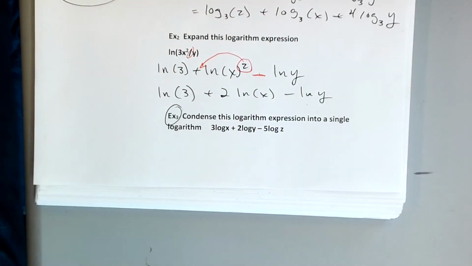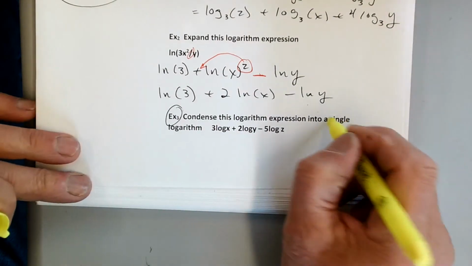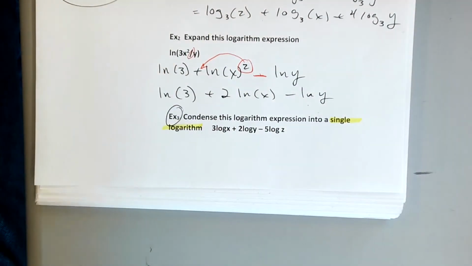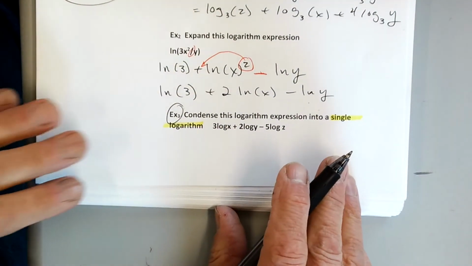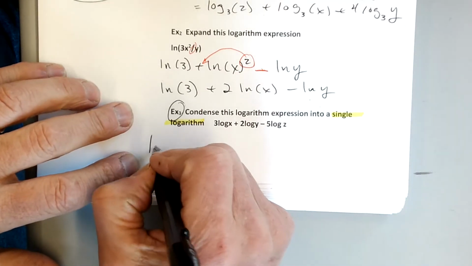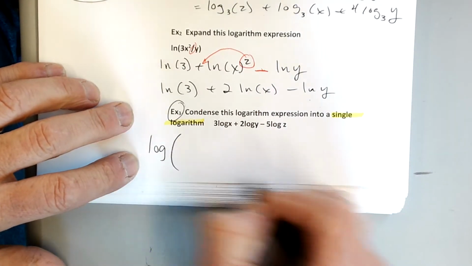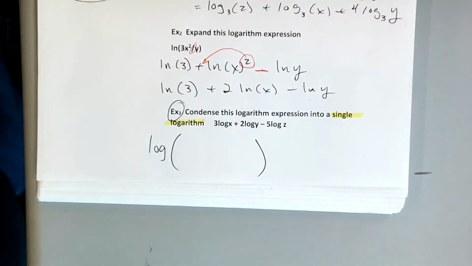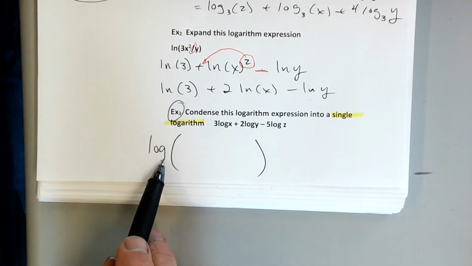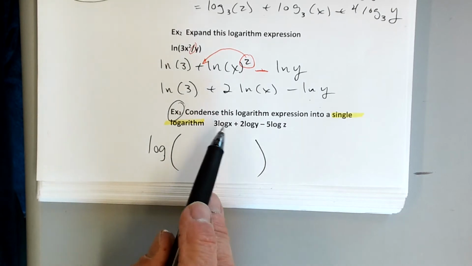We're going to condense it to a single logarithm. So we're going to put it together as a single logarithm. Start off with log of, right? There's no base, so we know the base is 10, okay?